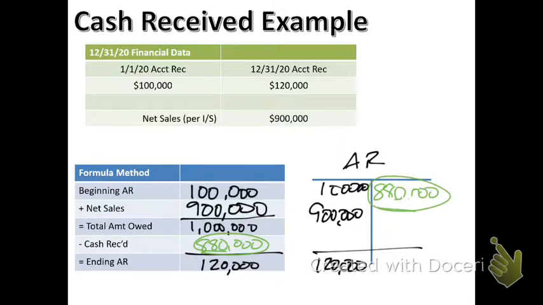So there's your ways of calculating the amount of cash you received. If you have any questions, please let me know.